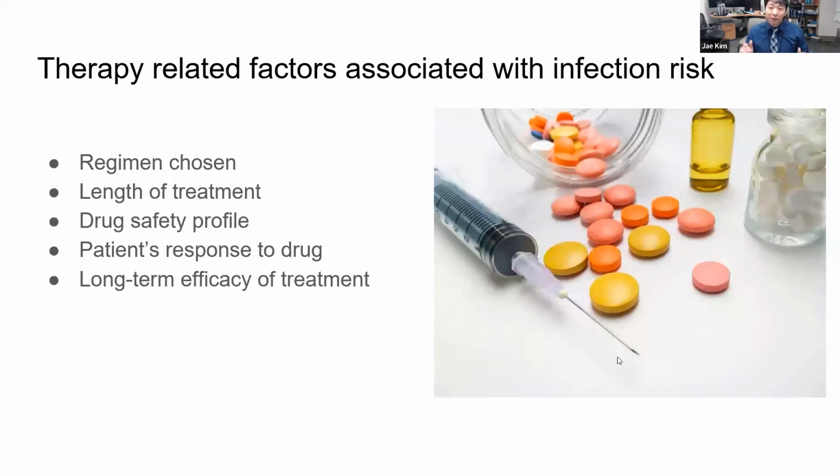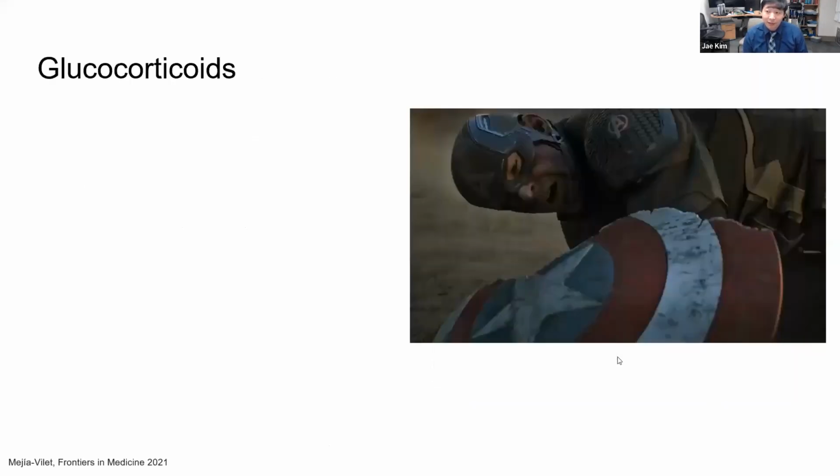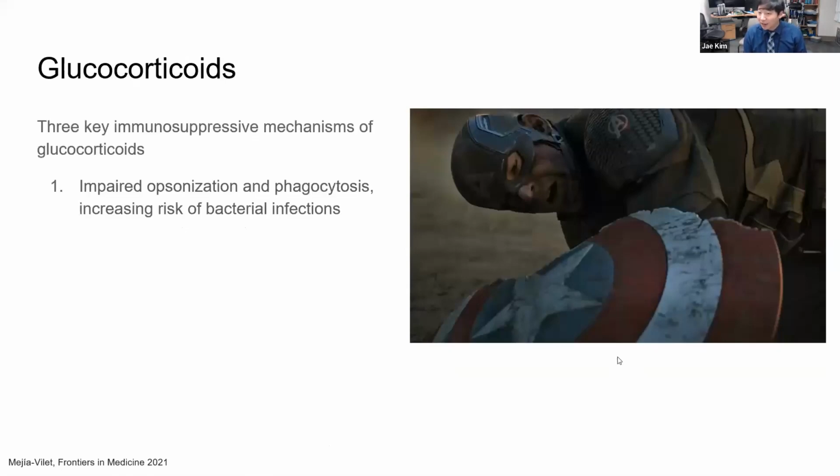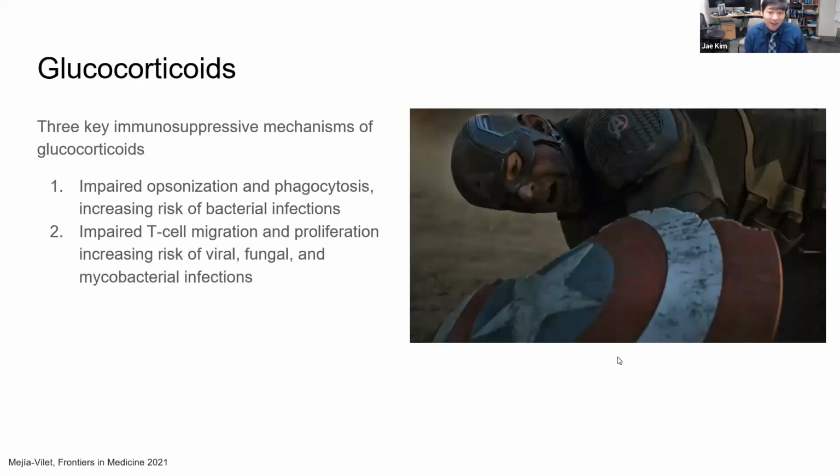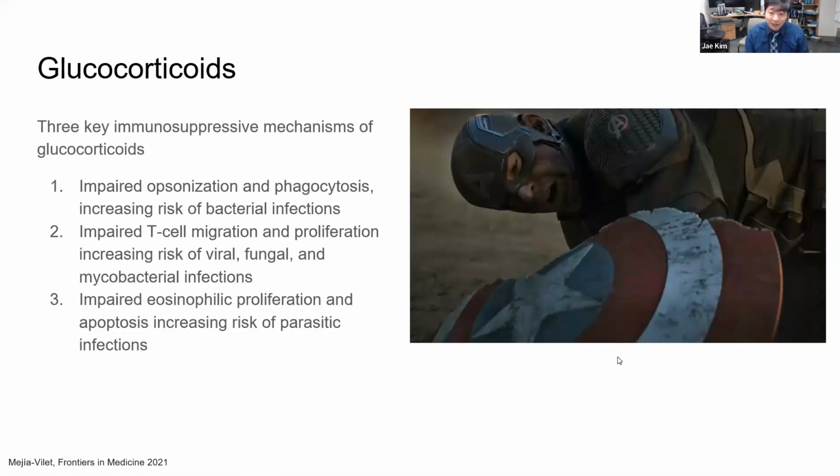Therapy-related factors. We're going into the meds now. Talking about the regimen chosen, we need to think about the regimen that's being chosen, the length of treatment, the drug safety profile, patient's response to the drug, and long-term efficacy of the treatment. And 3 key immunosuppressive mechanisms of glucocorticoids include impaired opsonization and phagocytosis, increasing the risk of bacterial infections, impaired T-cell migration and proliferation, increasing risk of viral, fungal, and mycobacterial infections, and impaired eosinophilic proliferation and apoptosis, increasing risk of parasitic infections too.